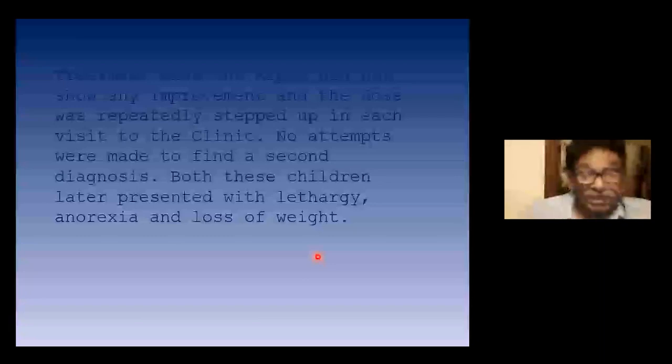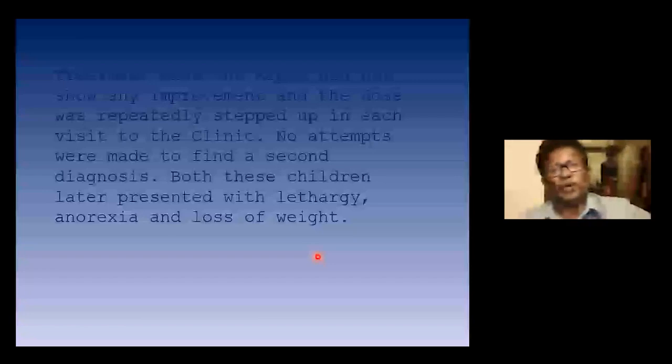We know that vitamin D in excess can cause toxicity, although we were told it is now known to be very rare. But these kids have lethargy, anorexia, and loss of weight. That is because we were giving loading doses of 1-alpha with no improvement.